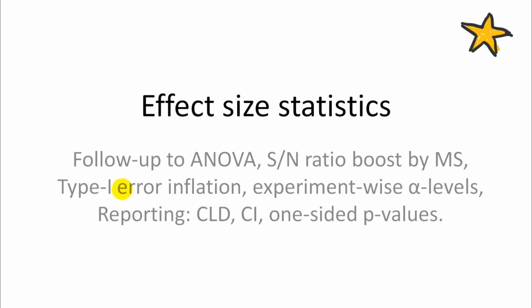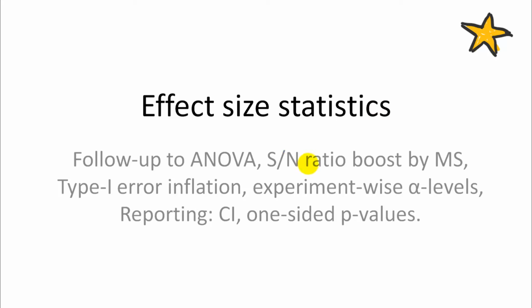So we already covered the type 1 error inflation and experiment-wise alpha level issues. Those apply to effect size statistics just as much as they do to the pairwise comparisons. And also the signal to noise ratio boost applies, so just as with the pairwise comparisons, we should do effect size statistics with the output from analysis of variance. What's different is the reporting. So the reporting will be confidence intervals or one-sided p-values typically, and I'll show you how to do this.